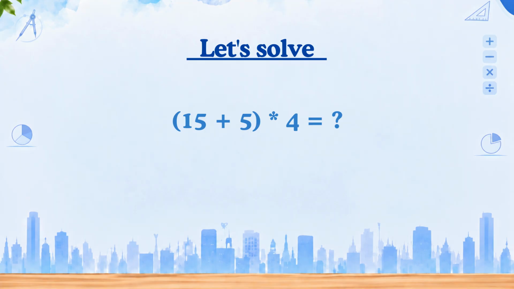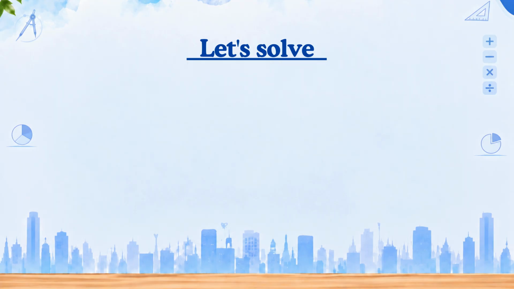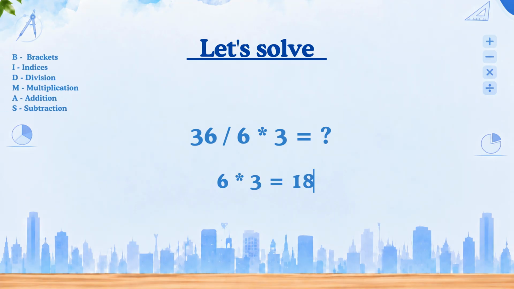The answer is 80. So we have to do 15 plus 5 first, which gives us 20, and then multiply by 4. Last one, 36 divided by 6 times 3. The answer is 18. Well done if you got those right. If you didn't, it's okay, just keep practicing. You'll eventually get the hang of it.